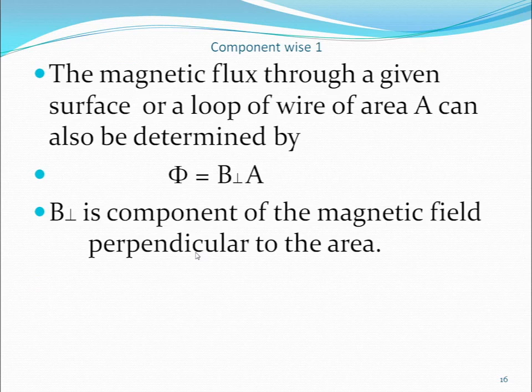Not only in i, j, k form, but in any orientation, you may be given the magnetic field and an area having any arbitrary orientation. For that case, we simply take the components of the vectors. The flux through a given surface or a loop of wire of area A can be determined by B perpendicular times area. Break B into a component perpendicular to the area and a component parallel to the area. The one that gives us the flux will be the perpendicular component of the magnetic field. So B perpendicular is the component of the magnetic field perpendicular to the area.